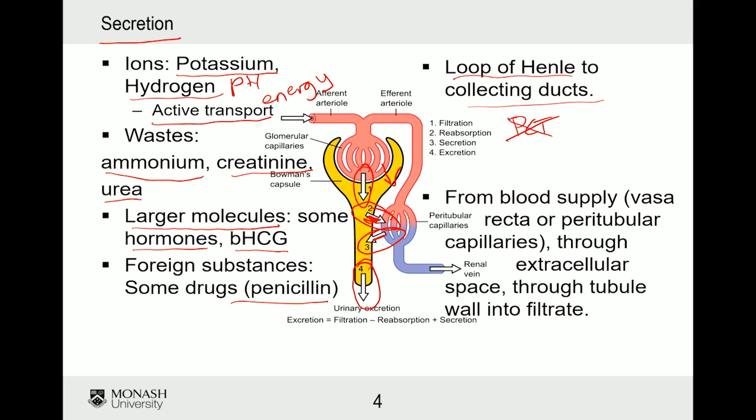Now remember, this time it goes from the blood supply, which will be the vasa recta or peritubular capillaries, through the extracellular space, through the tubule wall, into the filtrate. So it's going backwards really, and as you can see, it goes through many steps again.